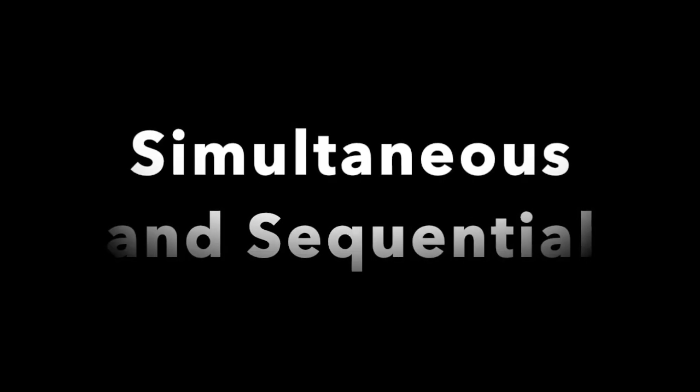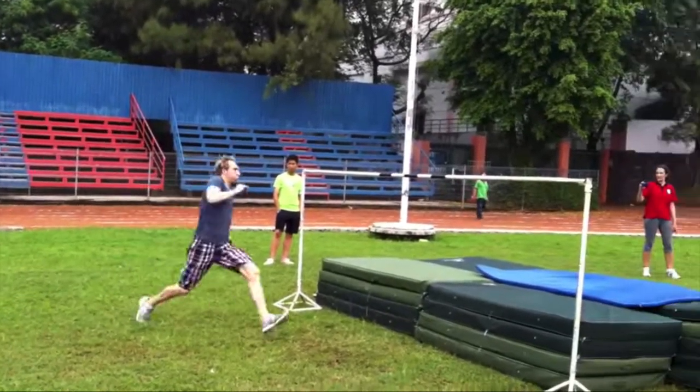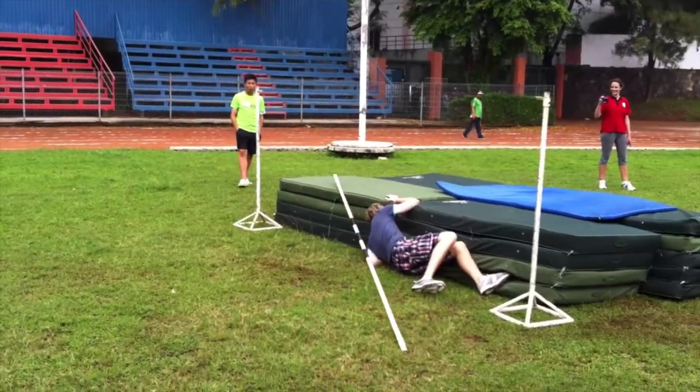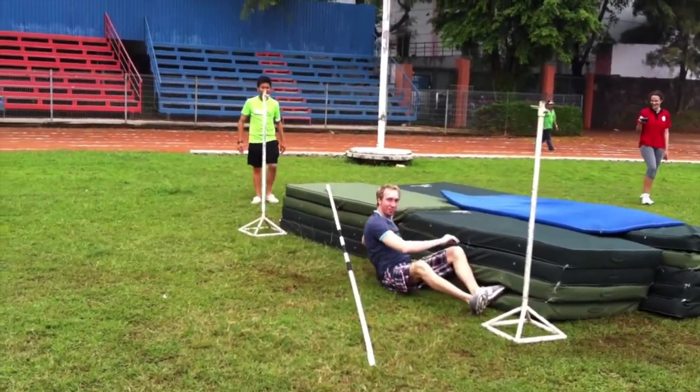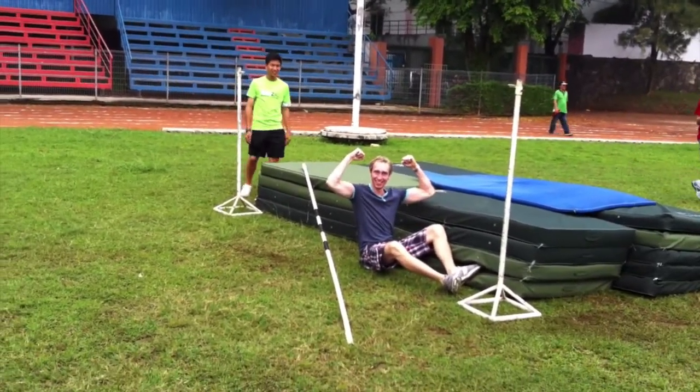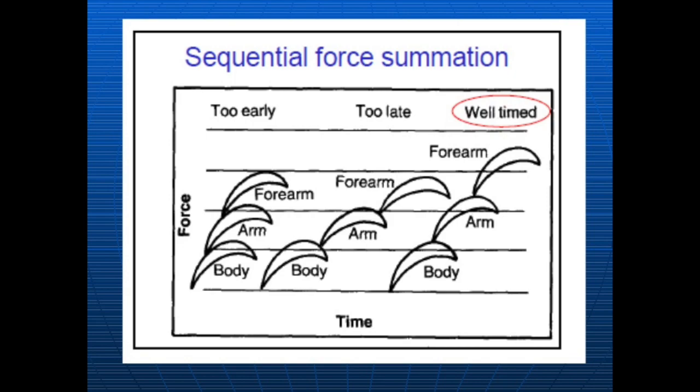This principle can be divided into two categories: simultaneous and sequential. Simultaneous force summation occurs when all body parts combine in one motion to create one explosive action. Sequential force summation is more relevant to the analysis of a golf swing, as it involves a sequence of different actions to perform one movement.